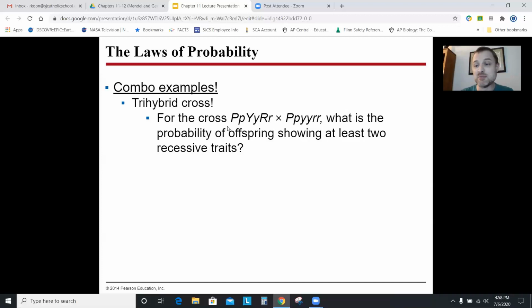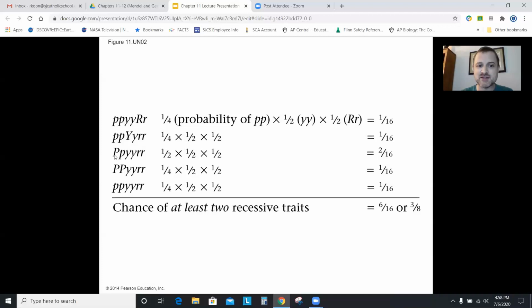There are five different ways of having at least two recessive traits, right? You can look at them. This is just from the textbook. You get the chances of each of these happening using the rule of multiplication. Here are the chances of each one. You add these together, and you end up with 3/8.